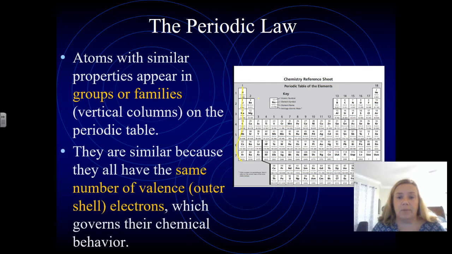They are similar because they have the same number of valence electrons, or the most outer shell electrons, which also helps tell how they're going to behave chemically. How are they going to bond? How are they going to donate or take electrons? How are they going to lose electrons and create some other things?